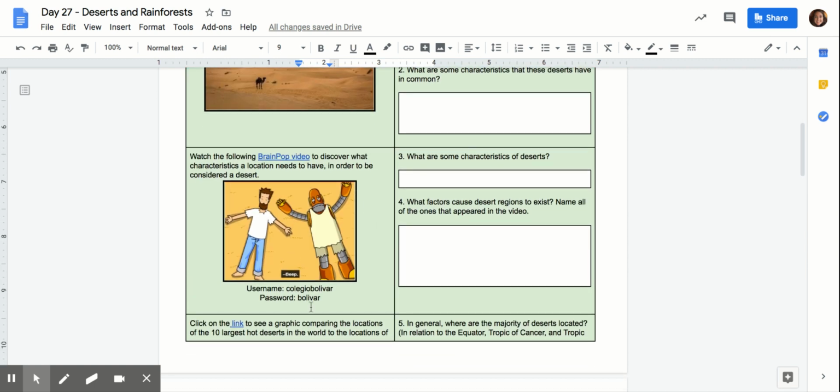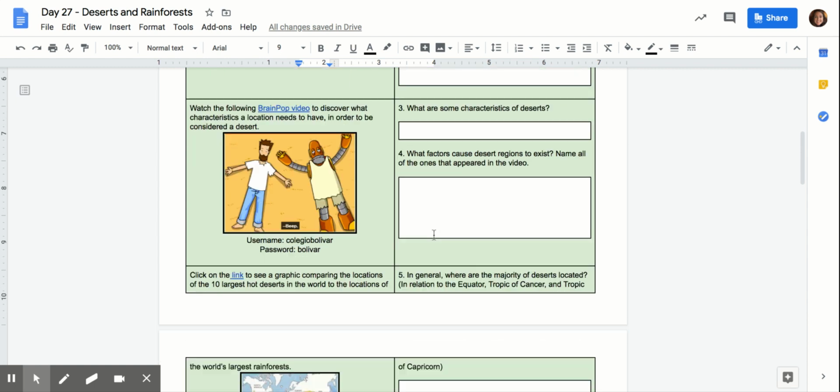Next, we're going to watch a BrainPOP video. Here's the username and password. Describe some characteristics of deserts and what are some of the factors that cause these regions to exist. So in the BrainPOP, you're going to see what are some different things that have caused deserts to exist, and you're going to list those out here.